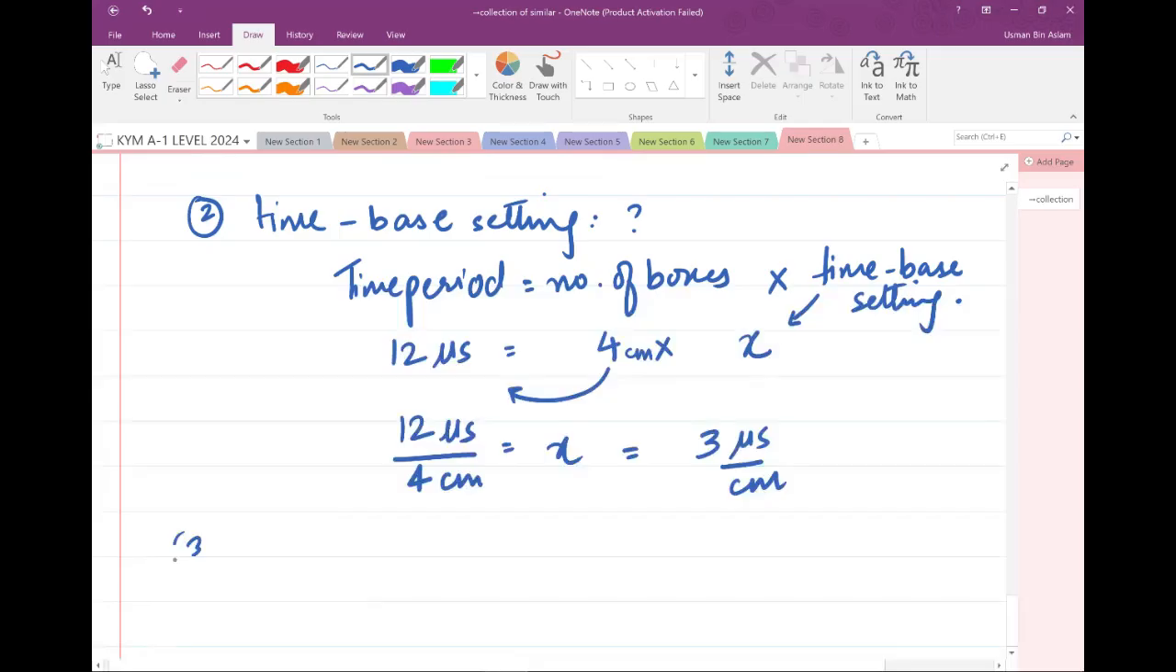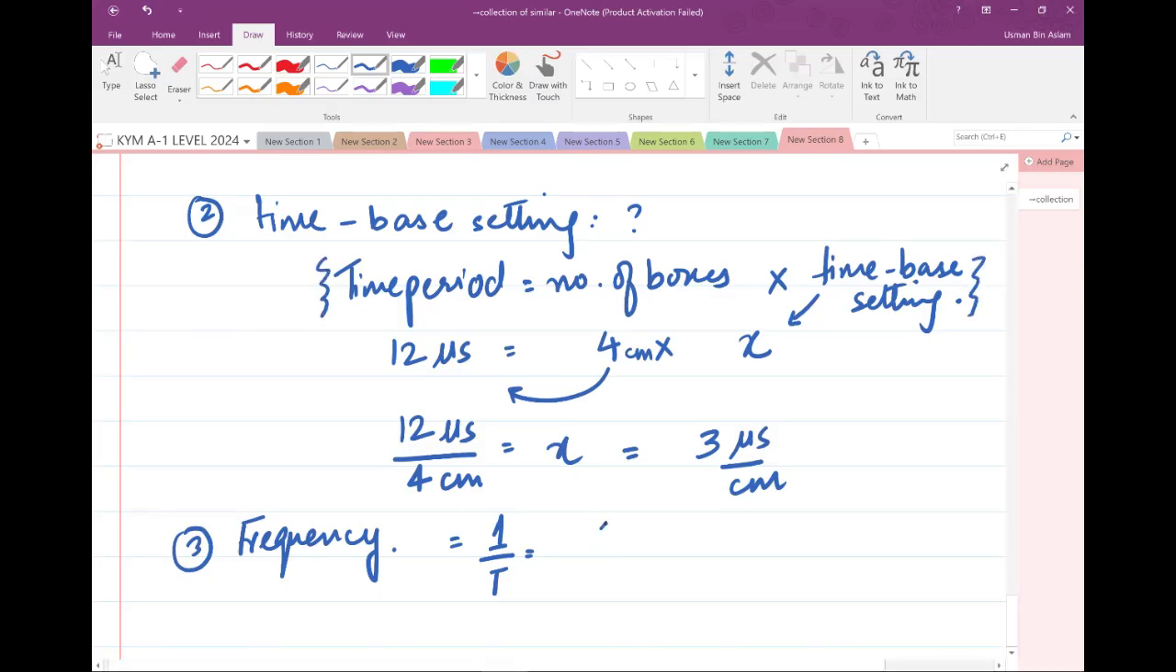Number 3, they can ask you to find out the frequency. For frequency, you should remember frequency equals 1 over the time period. In this case, the time period was given because I was trying to show you how to find out the time base setting. But usually the time base setting is given and they ask you to find out the time period. We will be doing that by using this formula.